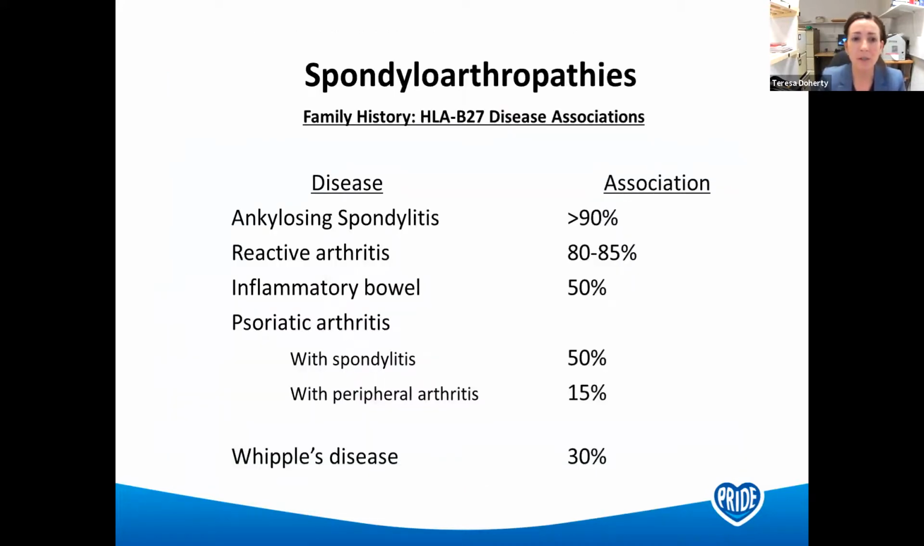The associations with HLA-B27: 90% of patients with ankylosing spondylitis will have it, and we'll find 10% don't. In reactive arthritis, again, it's quite high, 80 to 85%. Inflammatory bowel disease, only 50%. In psoriatic arthritis, as long as it's axial involvement, it's 50%, and that drops significantly with peripheral psoriatic arthritis. It's also seen in Whipple's disease.